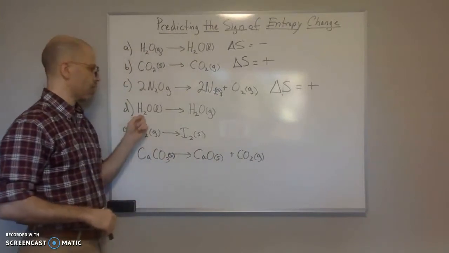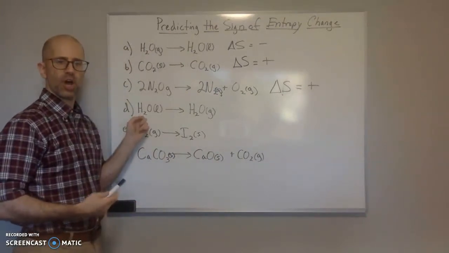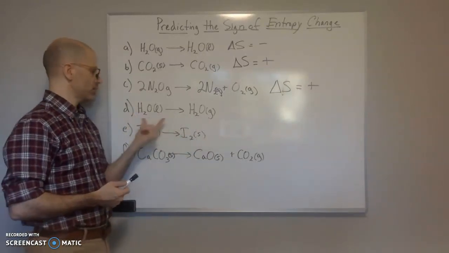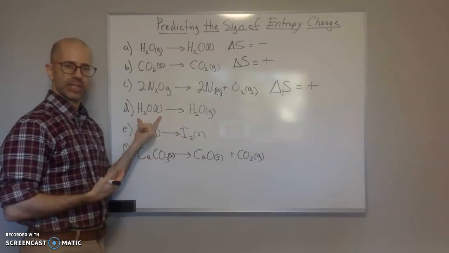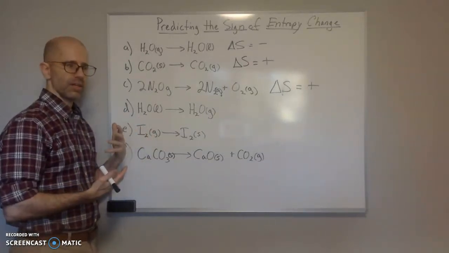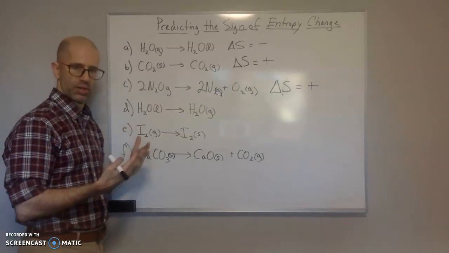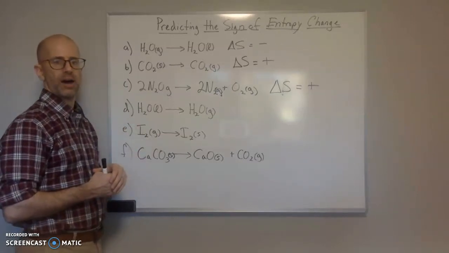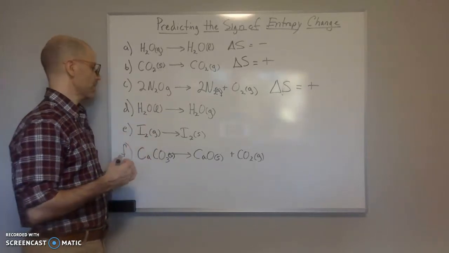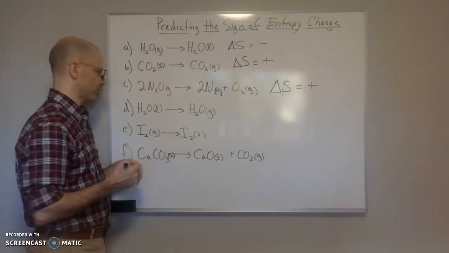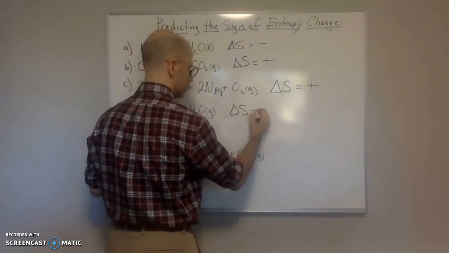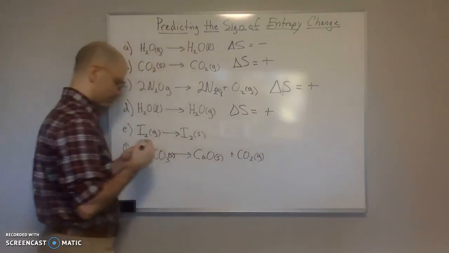Here we're boiling water. If you're boiling water, you're going to make it go from a liquid to a gas. So again, you're increasing the motion of the molecules. You're increasing their disorder, and so this would be an increase in entropy. So delta S is going to be positive.